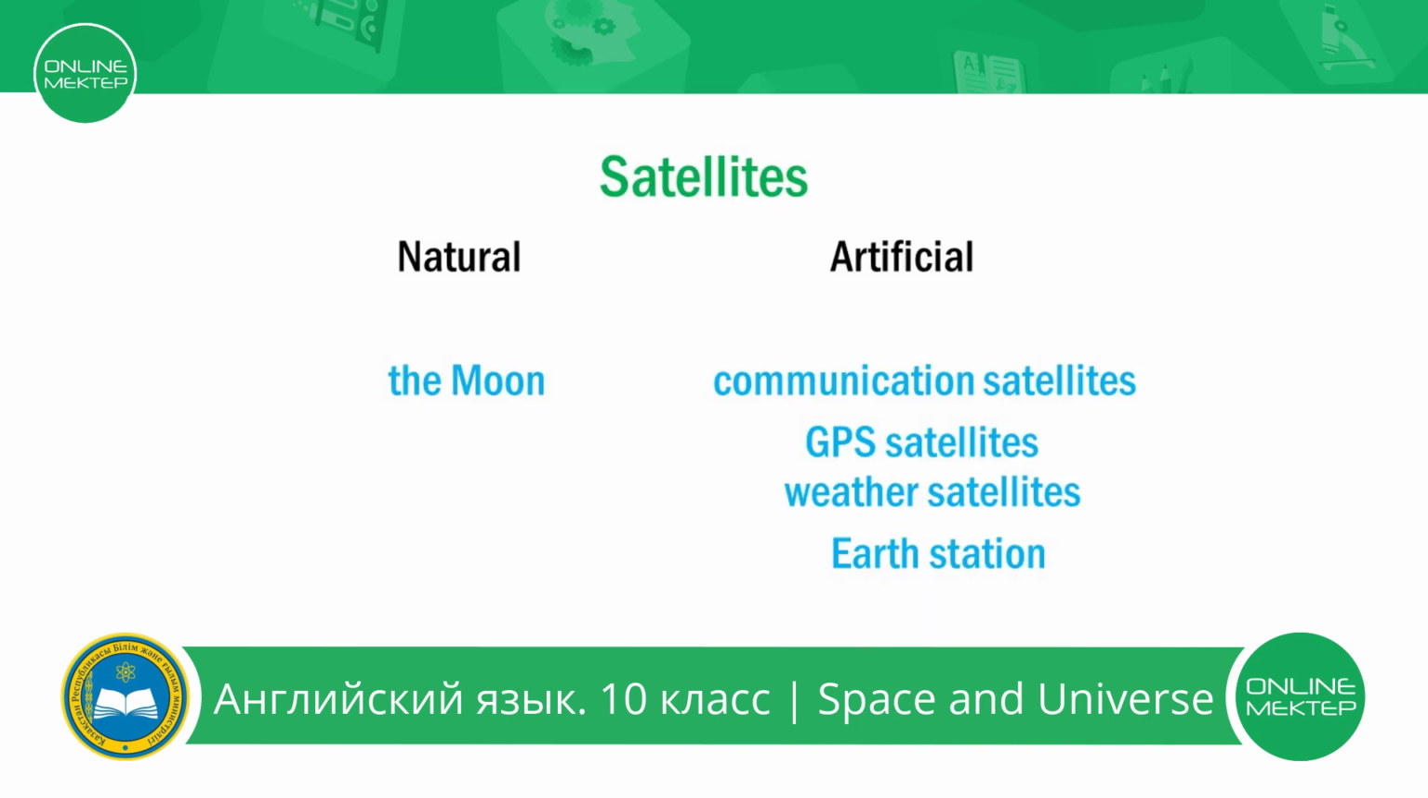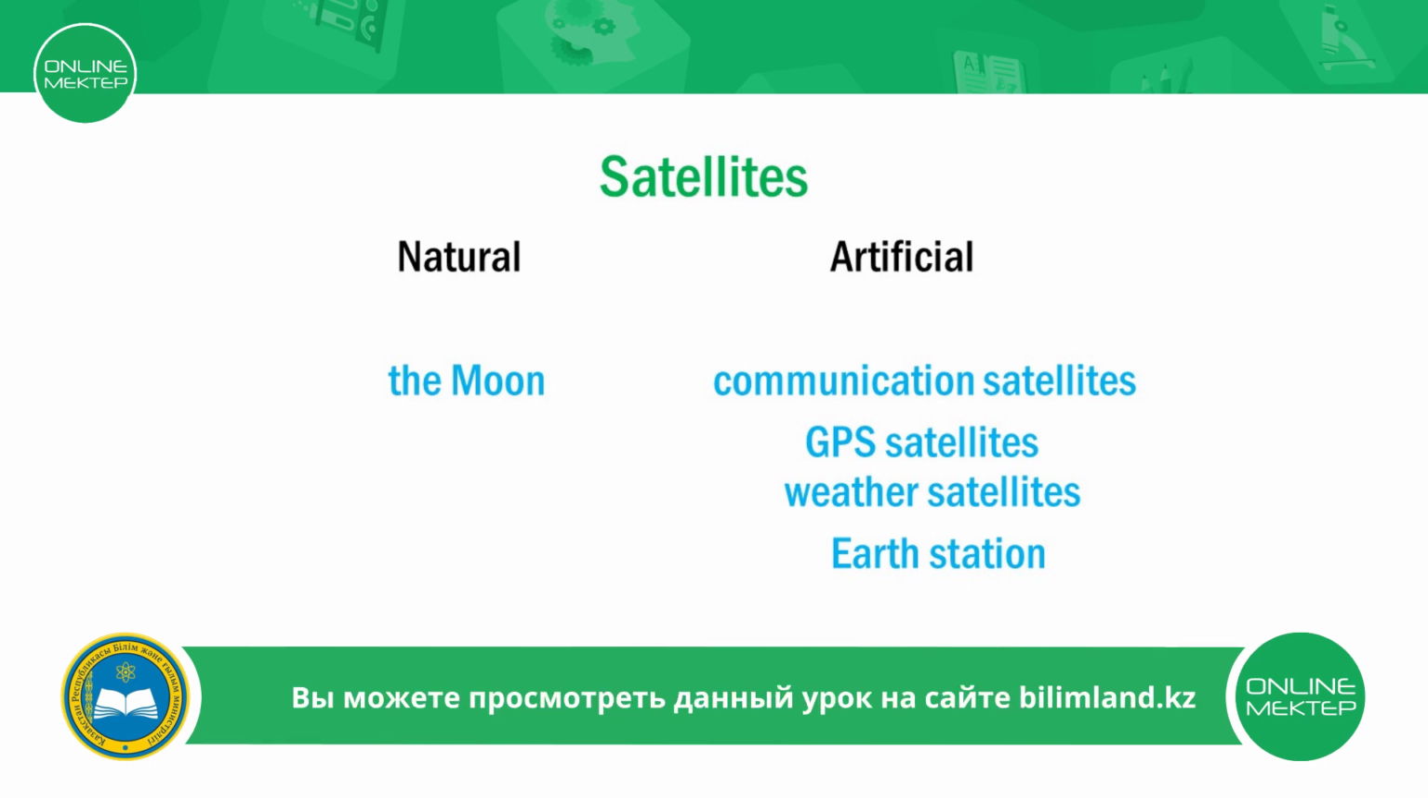Fantastic! So today we have learned everything about the Earth's satellites. A satellite is a planet or machine that orbits the Earth. Now let's look at natural and artificial satellites of the Earth. The one and only natural satellite of the Earth is the Moon. But there are some different types of artificial satellites. They are communication satellites, GPS or Global Positioning System satellites, weather satellites, and Earth station.